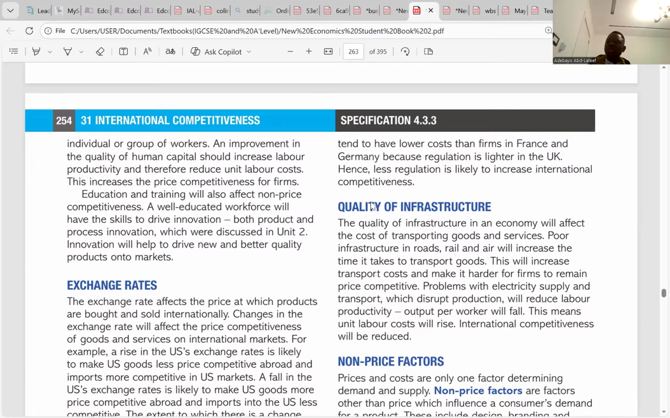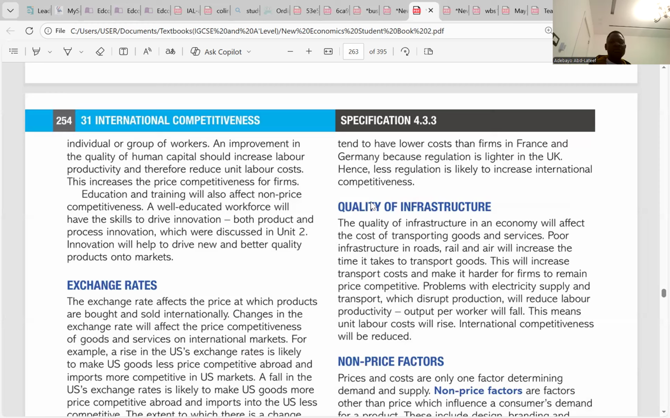So when we talk about regulations, we're talking about laws pertaining to trading within the country. Based on what I just read, they said the UK has light regulations compared to countries like France and Germany, and that is why the UK might be internationally competitive compared to these countries. Then, why does regulation increase cost? It increases cost because of the compliance of regulations. So firms have to comply with what the law says. If not, they might be shut down.